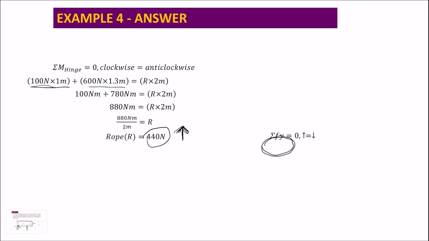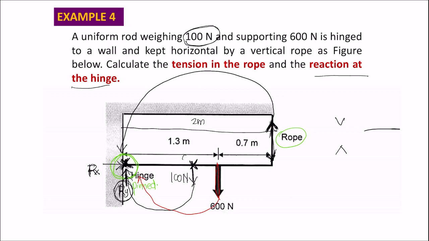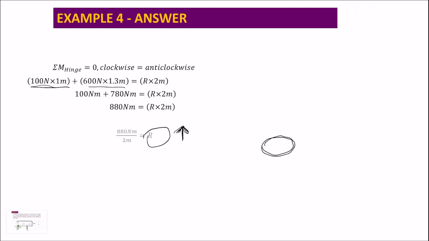Equal to, okay, apa yang turun ke bawah? One, you have this 600 Newton. Okay, the load, and another one is the self weight of the rod, which is 100 Newton. Okay, so 600 Newton turun ke bawah, 100 Newton turun ke bawah. Okay, sebab ini adalah force equation. Kita tak perlu darab dengan distance. Kalau moment equation, you kena darab dengan distance. It is moment. Okay, ini adalah force equation.